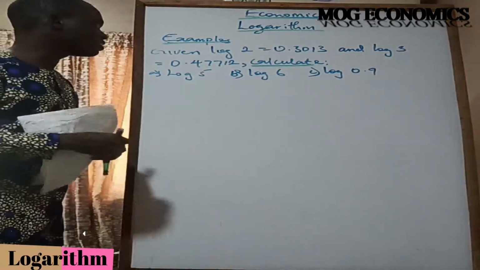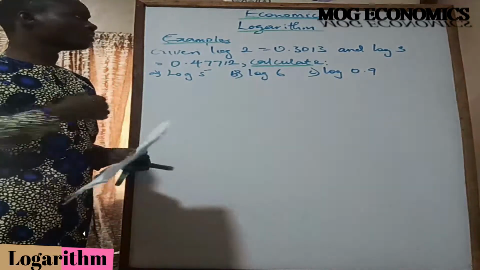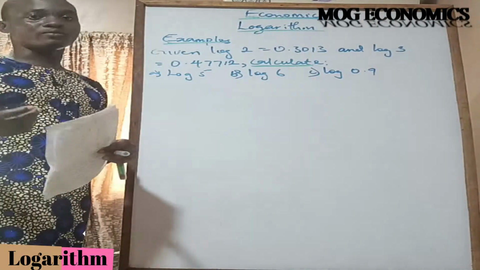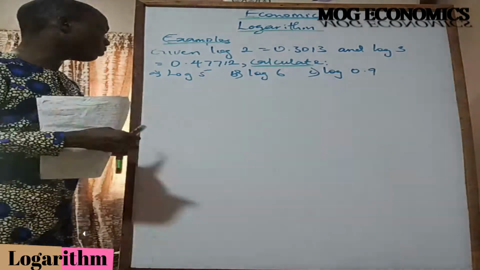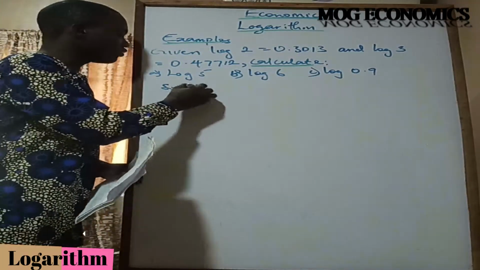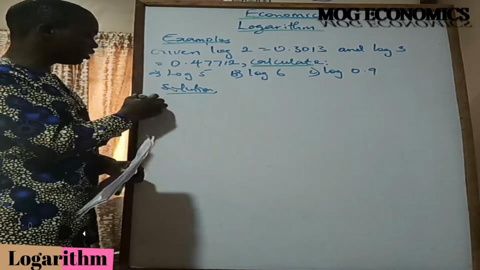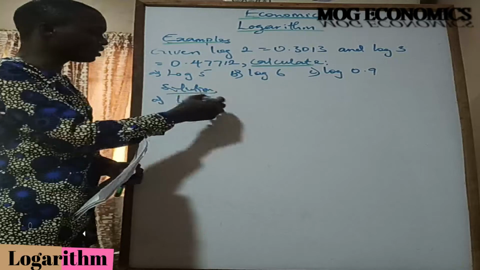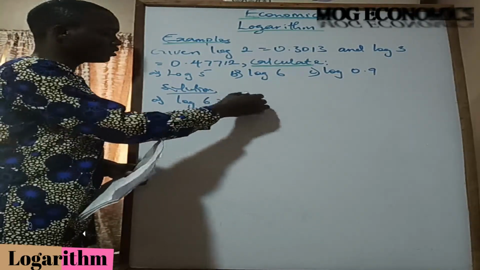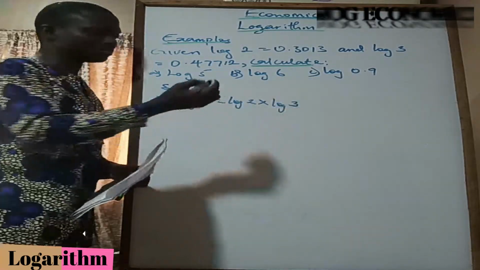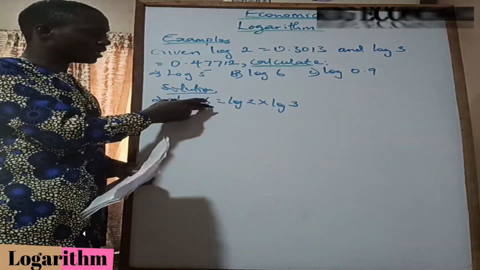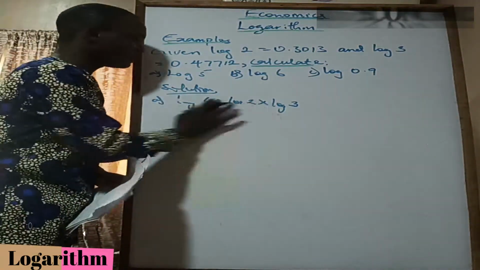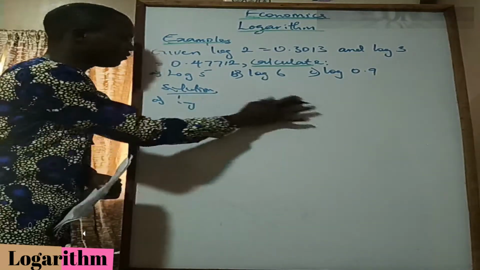Alright, so if you look at this, you've been given log 2 as 0.3013, and log 3 as 0.47712. So how can we use this to get log 5 without using a calculator? Alright, so how do we go about that? So, solution. Now if you wanted to do log 6, if you wanted to say log 6 equals log 2 times log 3, this is not correct. Right, so log 6, what I mean is, you wanted to say log 5. That's what I meant actually.